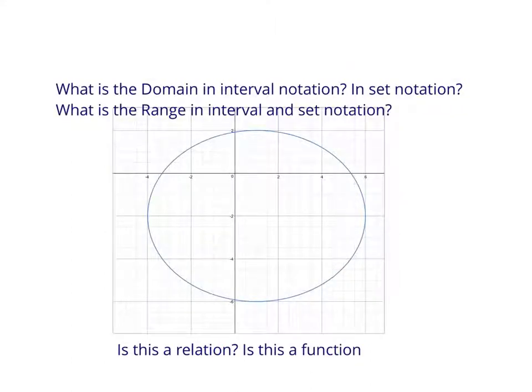All right, this is what we call an ellipse. It looks like a circle, but it's been elongated horizontally.